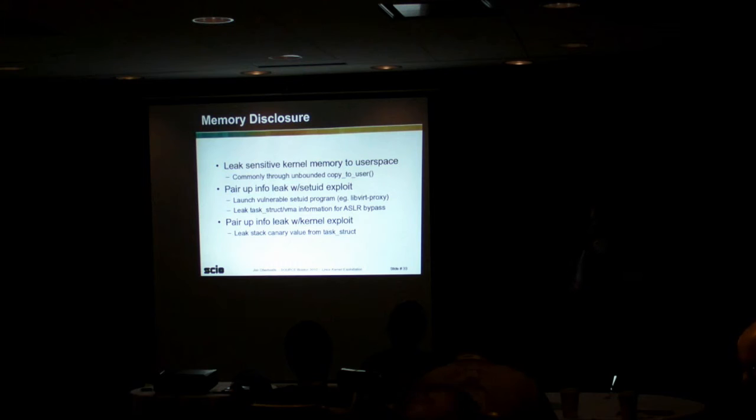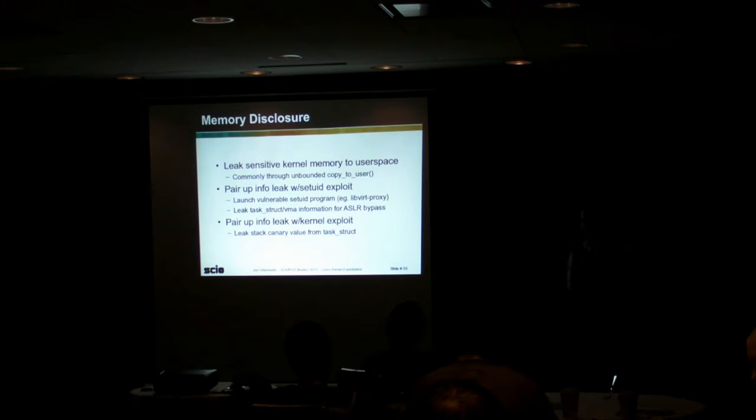with a setUID exploit. I had a setUID exploit for this setUID binary called libvirt proxy, which was on Xen-based Red Hat boxes, which would essentially launch and sit there, wait for you to send it some commands, and then had a stack-based overflow, which was perfect for this scenario, since we could launch the libvirt proxy, run our kernel leak, and try to leak out enough information from the task struct or other VMA information in the kernel to be able to bypass the ASLR.